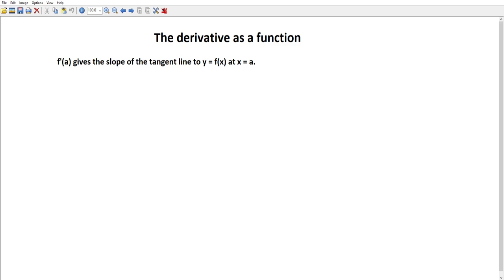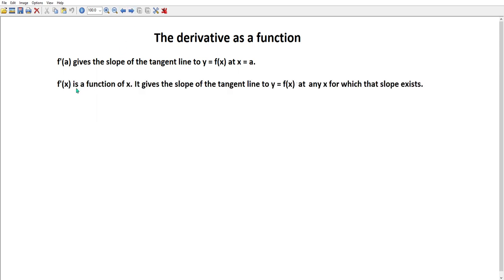Today we're going to discuss the derivative as a function. Now you may recall from last time that f prime of a gives the slope of the tangent line to y equals f of x at x equals a. Today we look at f prime of x, which is a function of x. It gives the slope of the tangent line to y equals f of x at any x for which that slope exists. So constant, function of x.